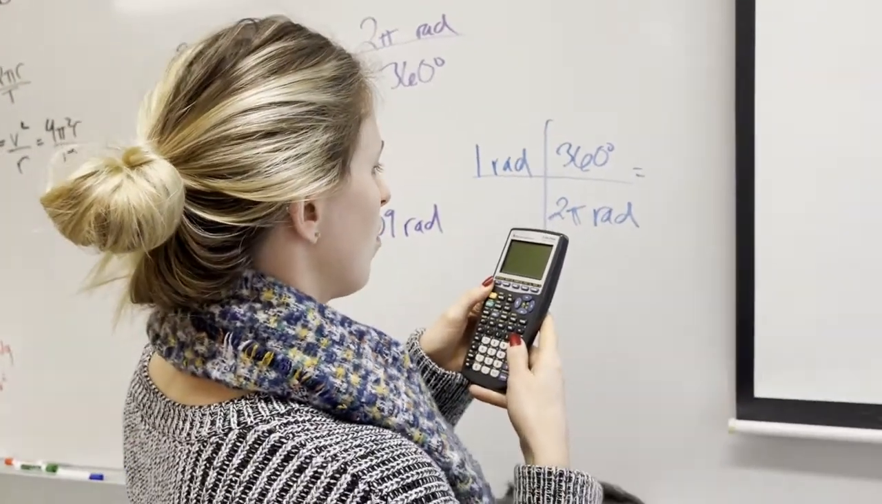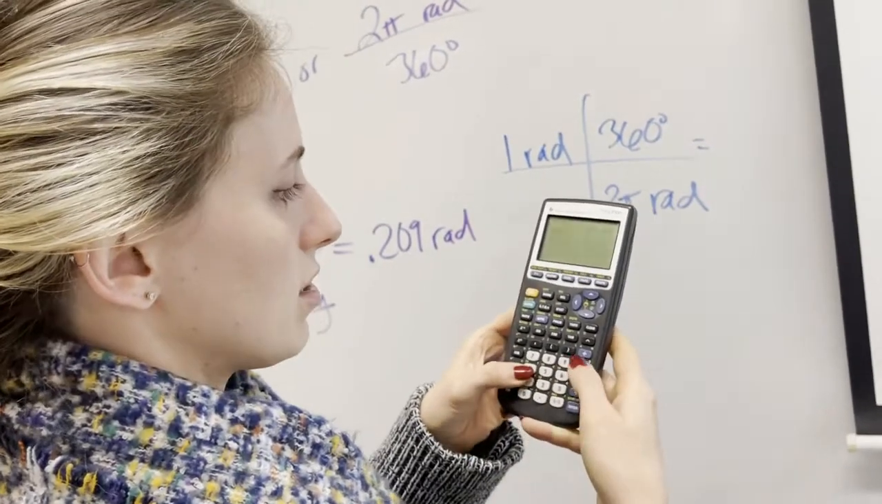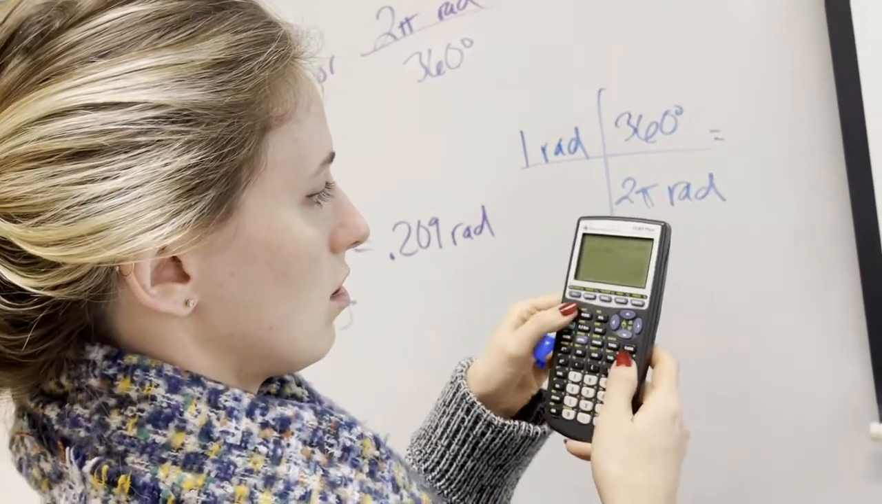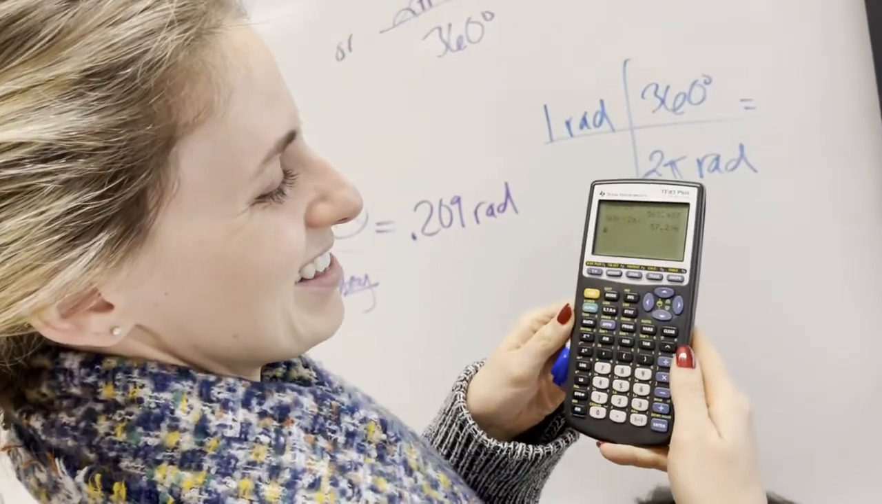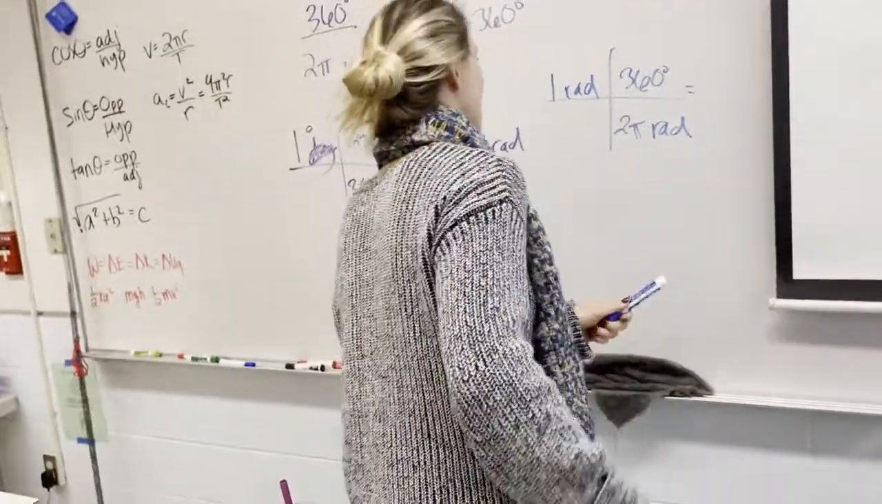You know what? I think you need to put parentheses around that 2 pi. Oh, I think you're right. I was like, that number doesn't seem right. That's too big because it should be less than. There we go. That's it. What is it? 57. So 1 radian is 57 degrees.